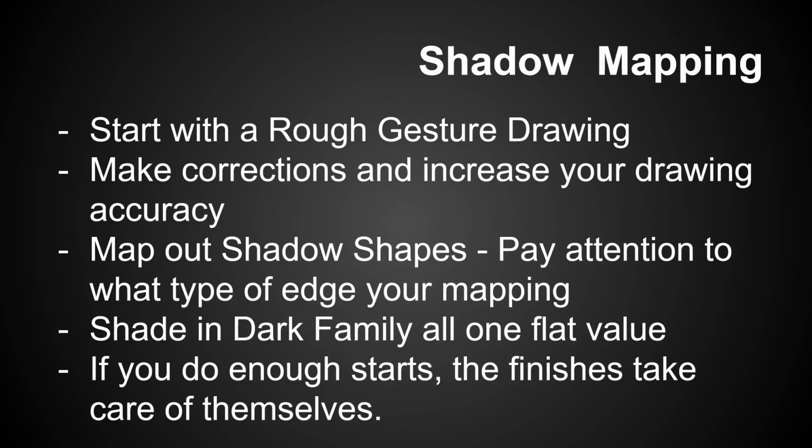Okay. Then after that, you'll map out your shadow shapes, paying attention to what type of edge you're mapping, if you know how to do that. And then you'll shade in your dark family, all one flat value. You're not going to shade in your dark family a very dark value. You know, if we're on a scale of 1 to 10, you're going to be like a 4, if 1 is the darkest your pencil can go and 10 is the white of your paper.